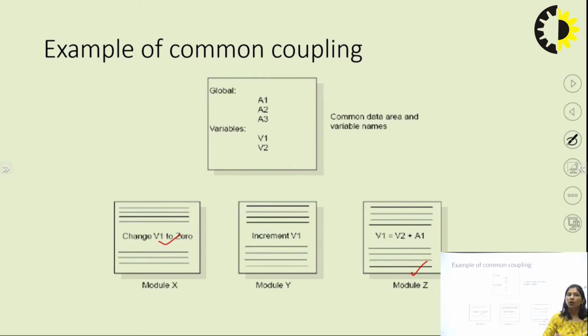What is module X doing? It is changing the value of V1. Module Y is incrementing the value of V1. But how is the value of V1 changed by module Z? It is doing V2 plus A1. So all three modules are accessing the same variables.